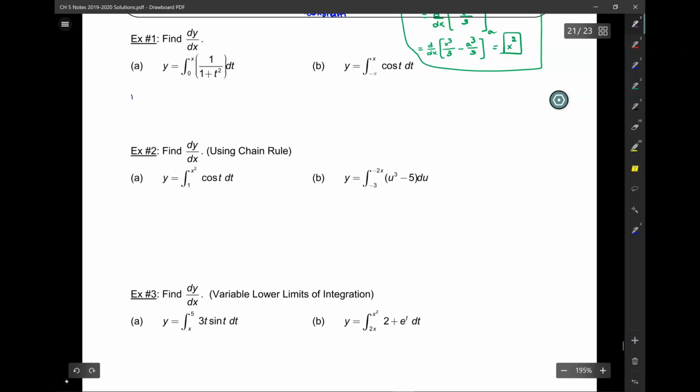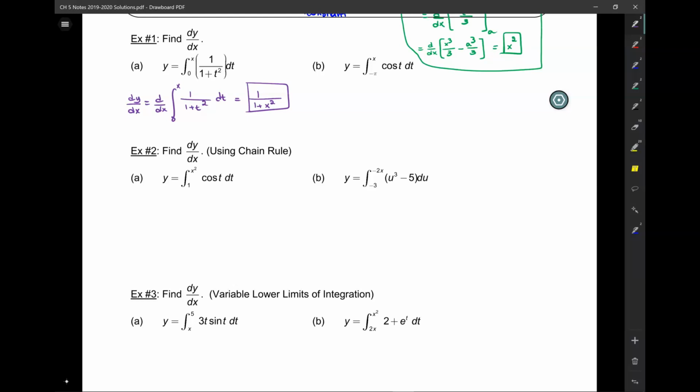So dy/dx is just d/dx of the integral from 0 to x of 1 over 1 plus t squared dt. If I take an integral and then take a derivative, I'm going to get the same function back with the new variable. So it's just 1 over 1 plus x squared. That's it. It's just showing that one is the antiderivative of the other.